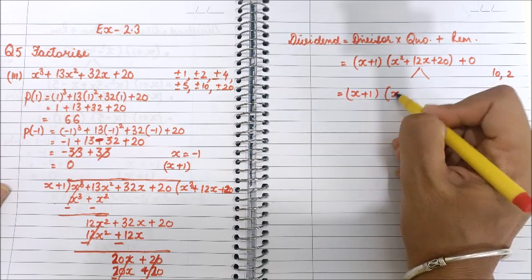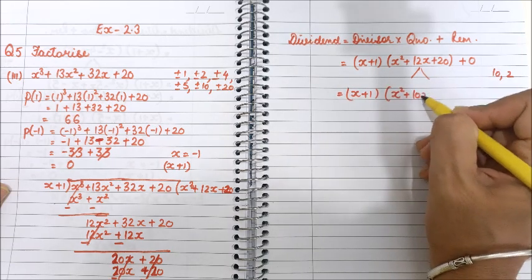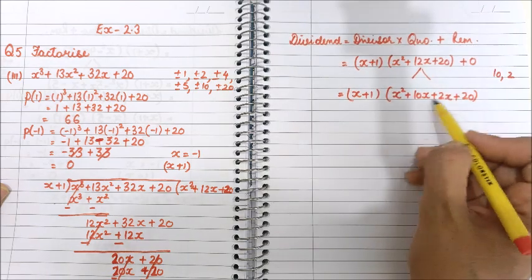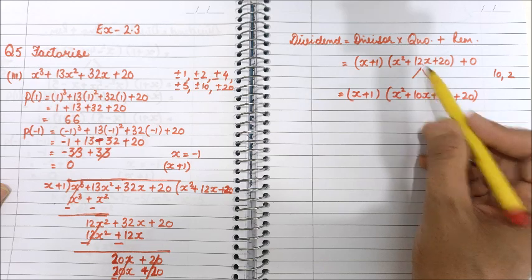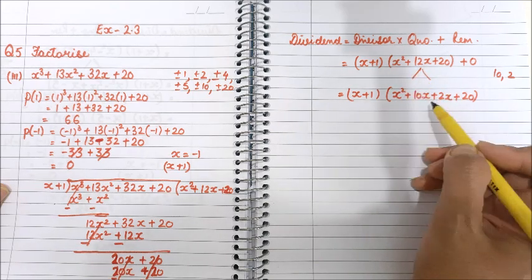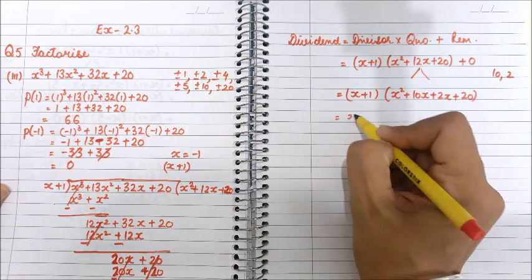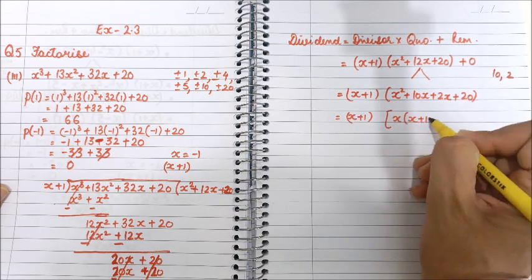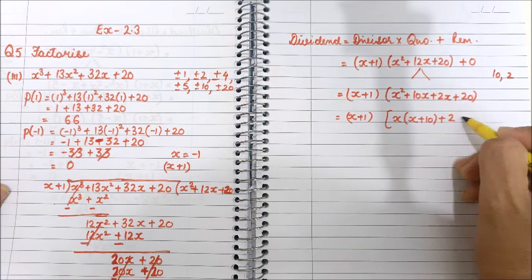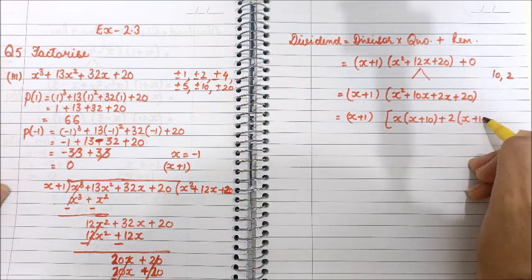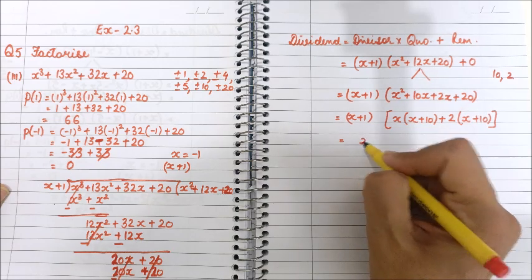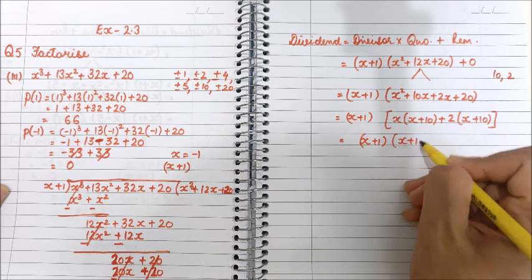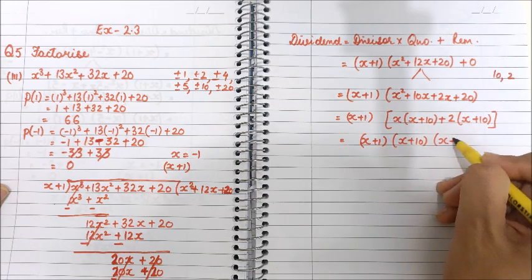So let's split the middle term. It will be x square plus 10x plus 2x plus 20. So this is how we have split the middle term. 10 plus 2 will give us 12, and 10 into 2 will give us 20. Taking out the common from the first two terms, x is the common, so inside I will have x plus 10. Here I can take out 2 as common, so inside I will have x plus 10. So the factors of the given polynomial will be x plus 1, one is x plus 10, and the third factor will be x plus 2.